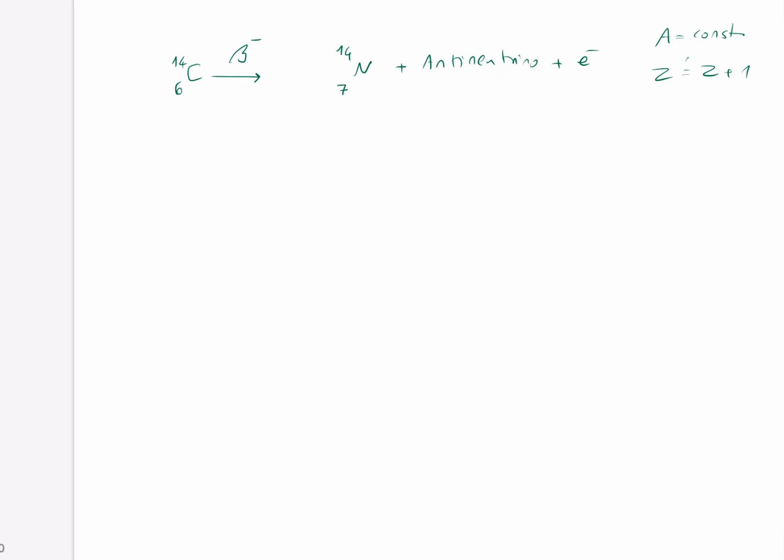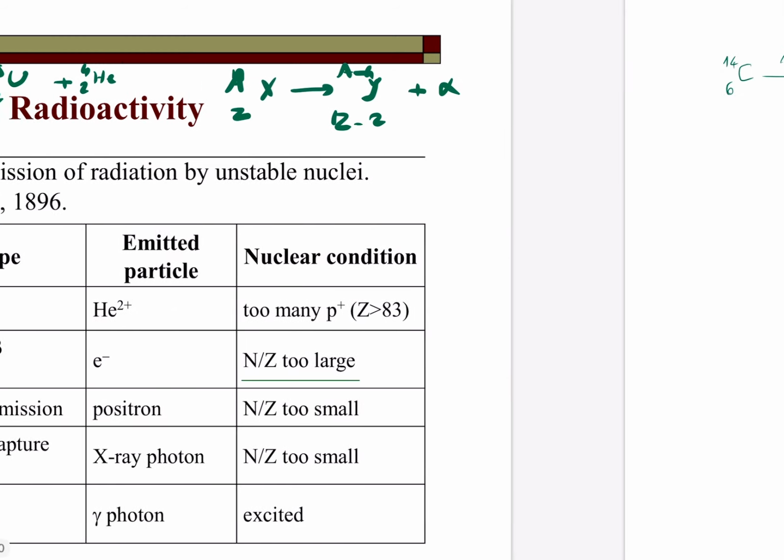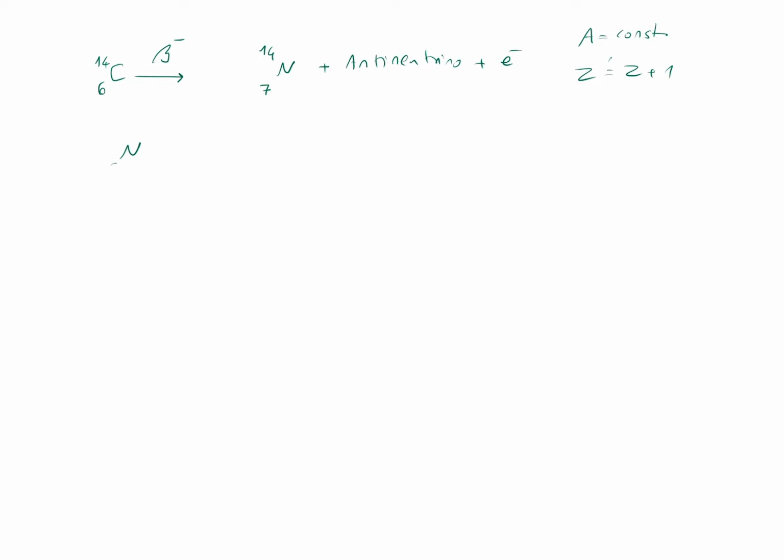Okay, as you see here, what is the ratio in the negative? If the N to Z is too large, as you see here, N to Z is a big number. As you see the first example, N is 8, Z is 6, because 14 minus 6 is 8, the neutron number.